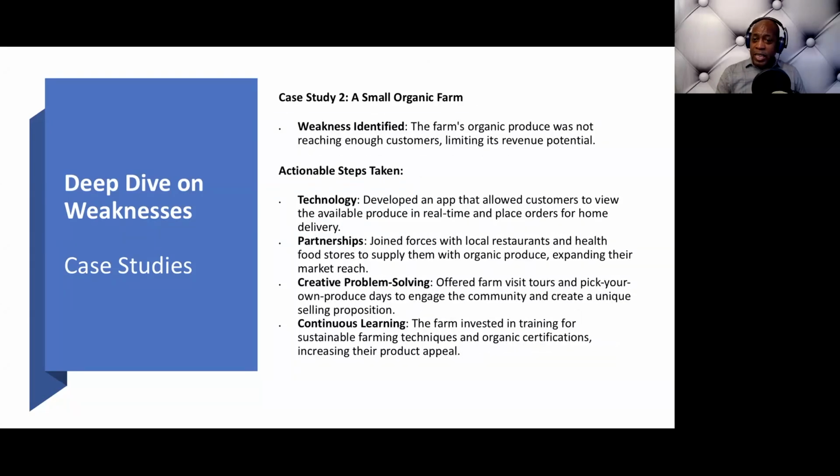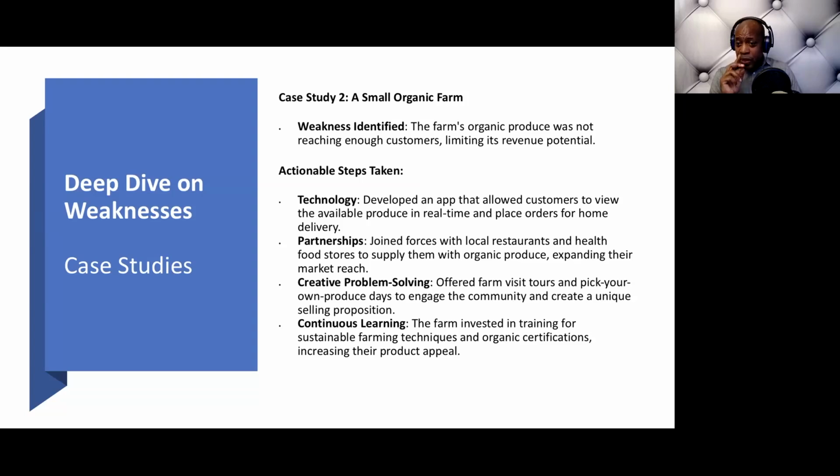Okay. Case study 2, a small organic farm. Their weakness was the farm's organic produce was not reaching enough customers, limiting its revenue potential. So here are some action steps. And again, you can take these 4 things. You take your weakness and then go, how can I leverage technology, partnerships, creative problem solving, and continuous learning?